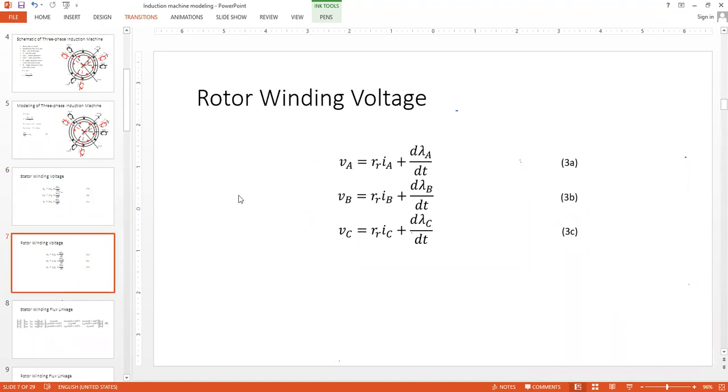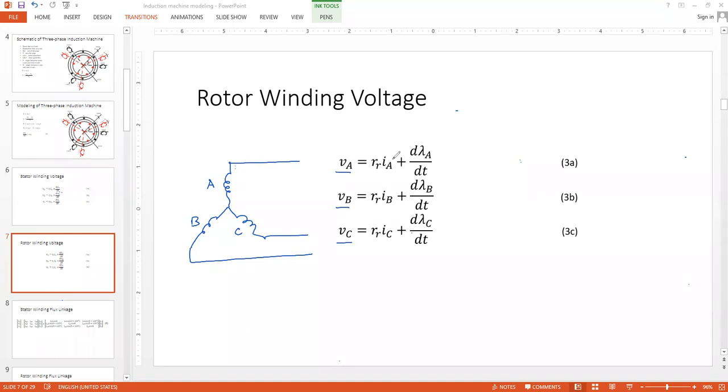Let's go to the rotor coils again. If it is a wound rotor, you'll get something like this, right? Let's say this is the rotor, with three-phase rotor coils: phase A, phase B, and phase C. Now, VA, VB, and VC are the induced voltages on these coils, right?